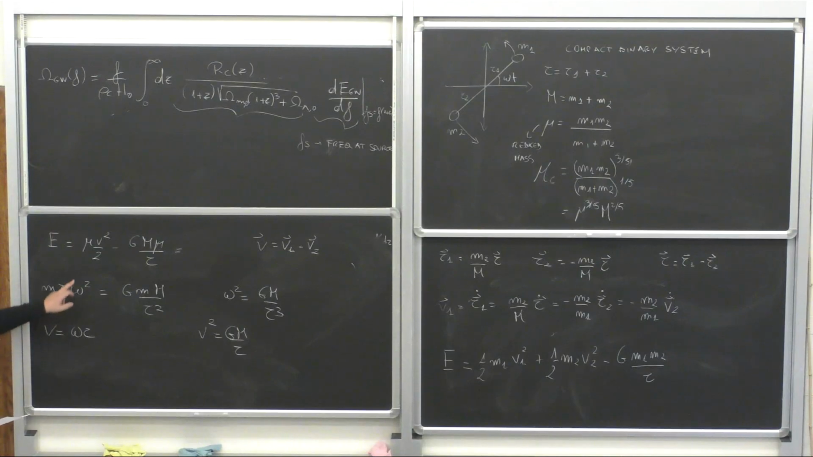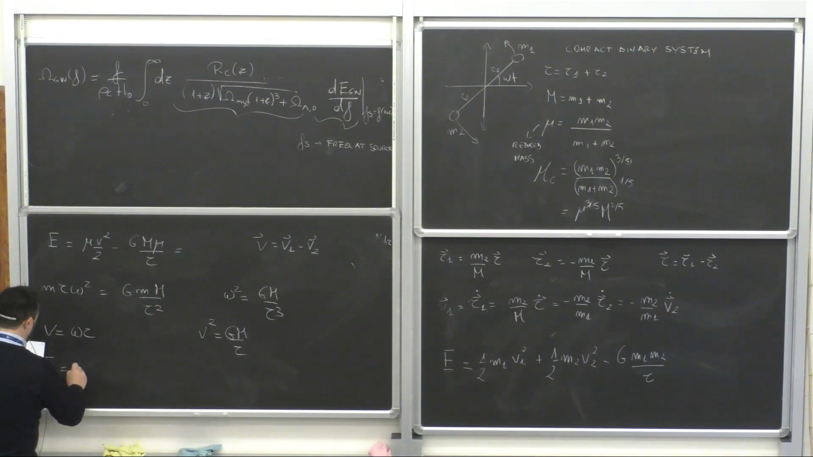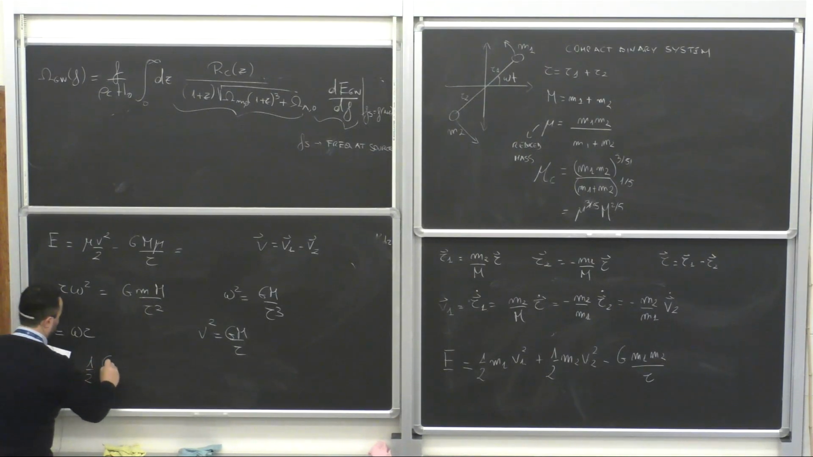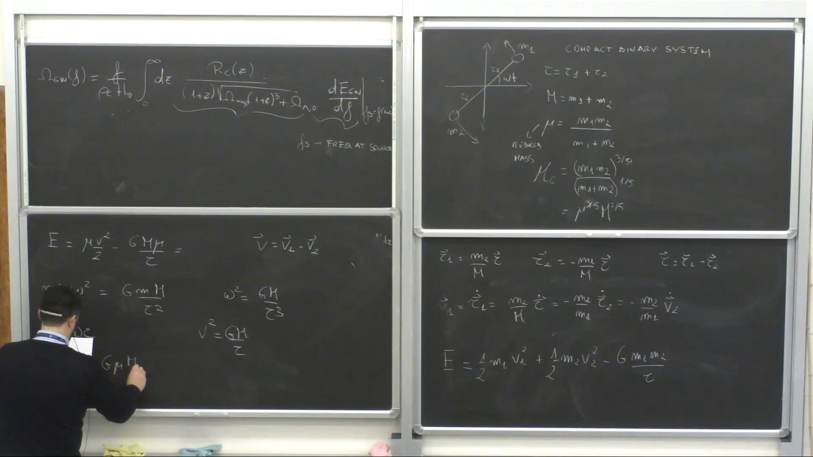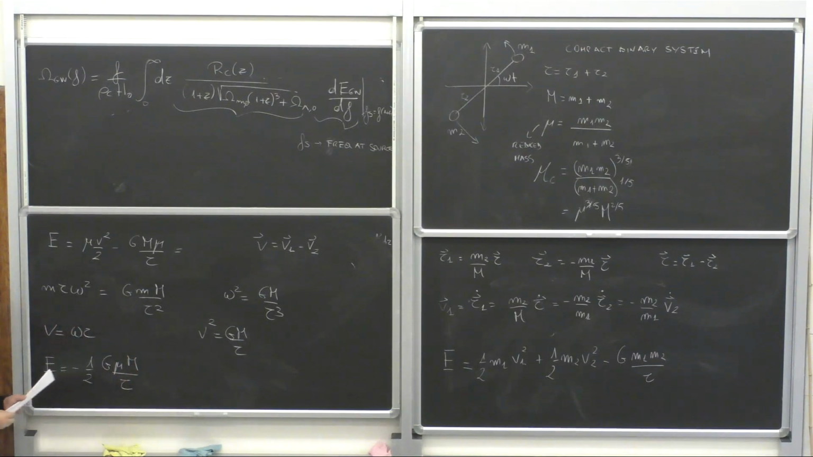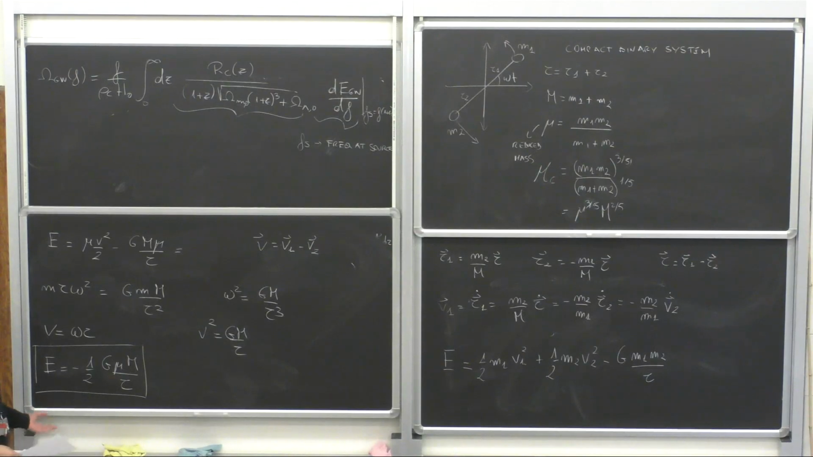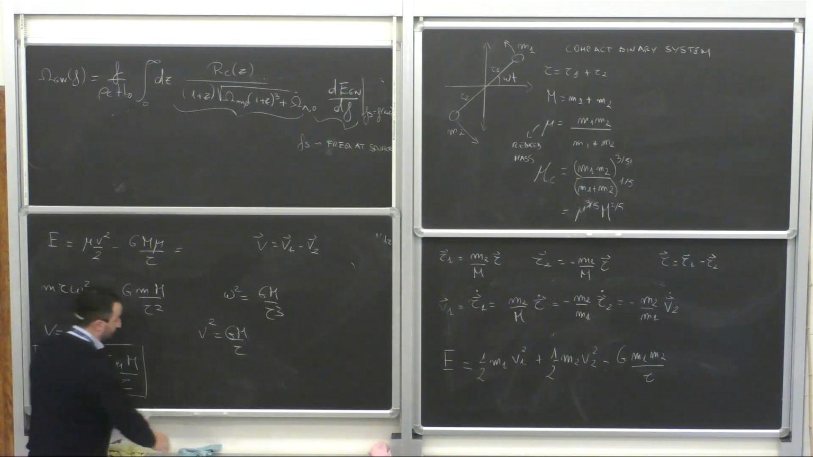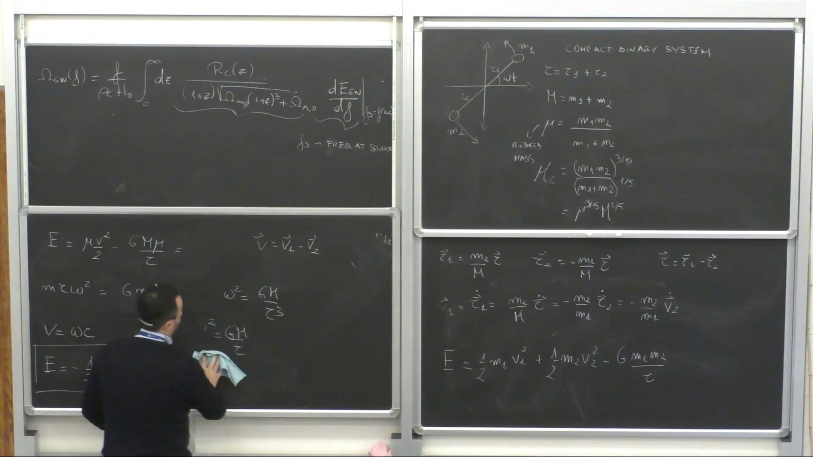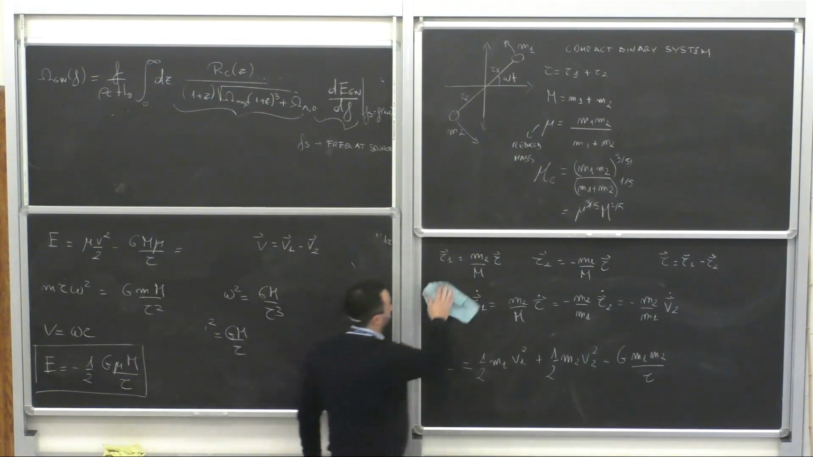And I plug this here. If I plug this here, what I get is minus 1/2 G mu M over r. That's the total energy of my system, the orbital energy if you want. So now what is missing? It's just missing the conservation of energy.